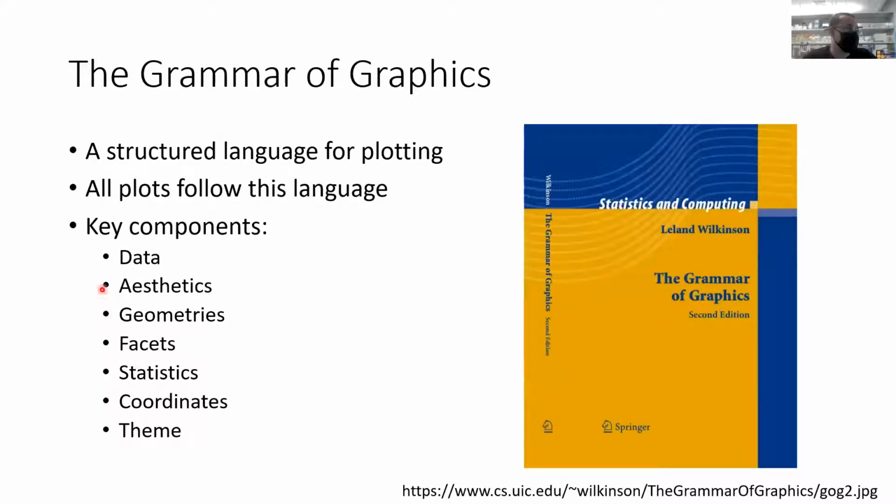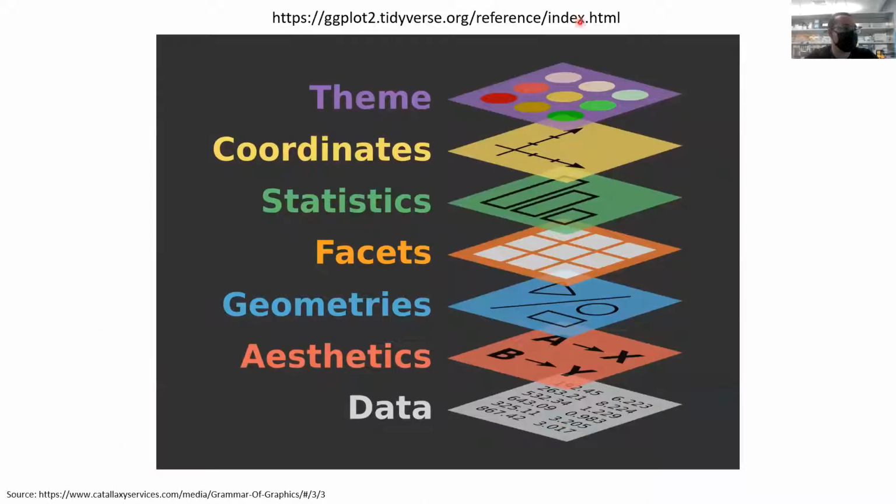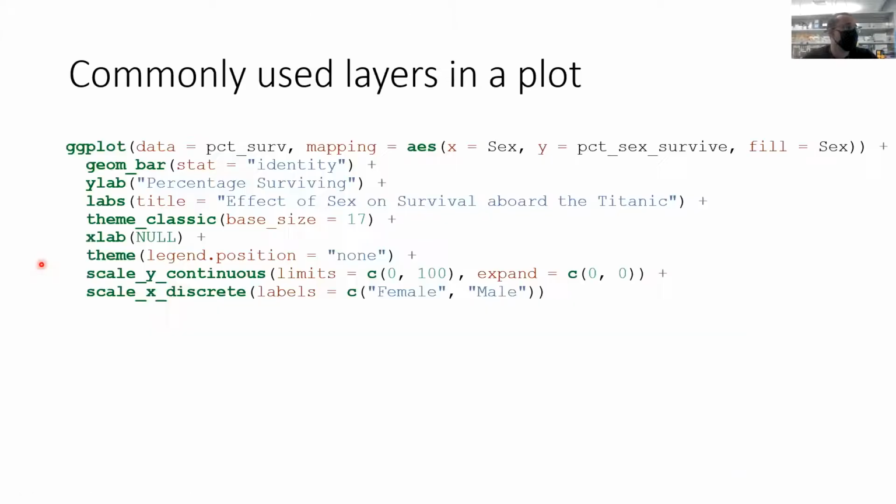Then ggplot is based on the grammar of graphics that builds plots by layering different elements of a plot, such as data, aesthetics, geometries, and so forth. That's represented here. And so some commonly used layers in a plot. So this is from last week's lecture as well. We have the ggplot basic function where we specify the data and the aesthetics, so the axes that we want. We want an x-axis, we want a y-axis. Here in this case, we have a fill aesthetic as well. So we're going to color our bars in this case by another variable. And then we add new layers with the plus.